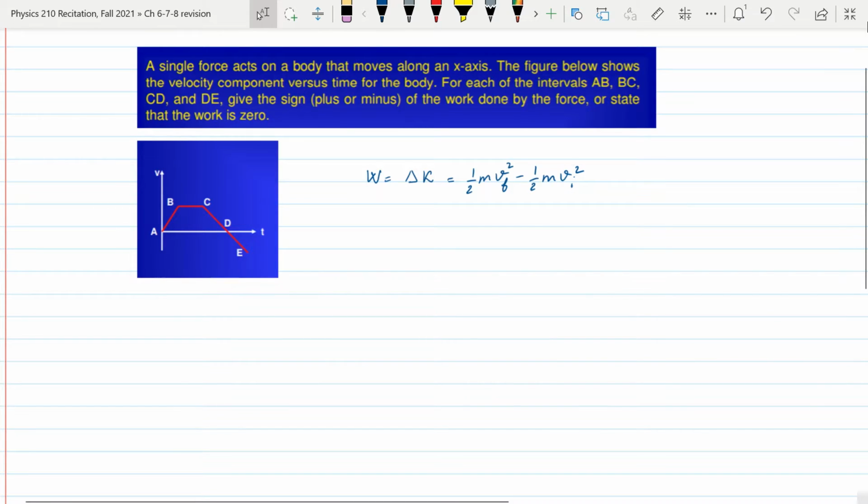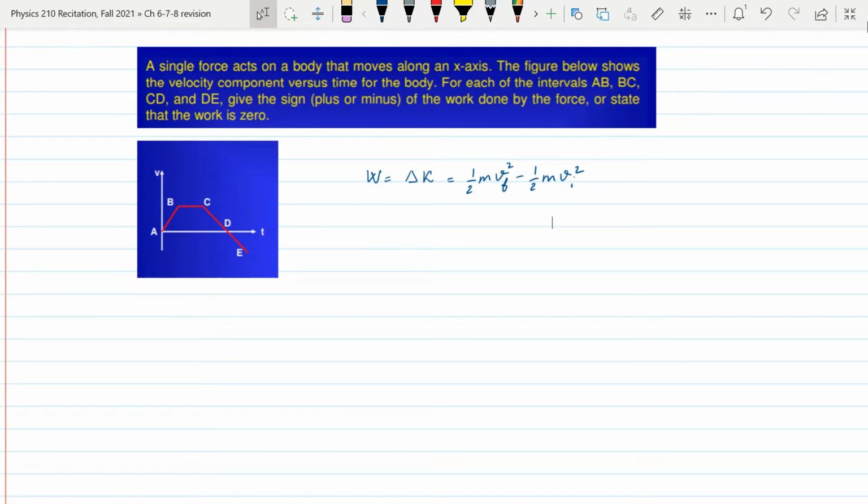In this question, we're given that a single force acts on a body and moves it along an x-axis. The figure here shows the velocity versus time for this body. For each interval in this graph, we want to give the sign plus or minus for the work done by this force, or state that the work is 0.